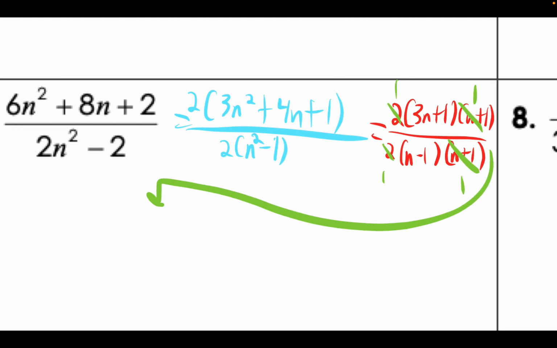And so this leaves me with 3n plus 1 on the top, multiplying with 1's, and n minus 1 on the bottom, multiplying with 1's. And that's my answer. I can't reduce the n's, I can't reduce the 1's, because n is not multiplying with everything on the top, and n is not multiplying with everything on the bottom. The same thing is true for 1 on the top and bottom.